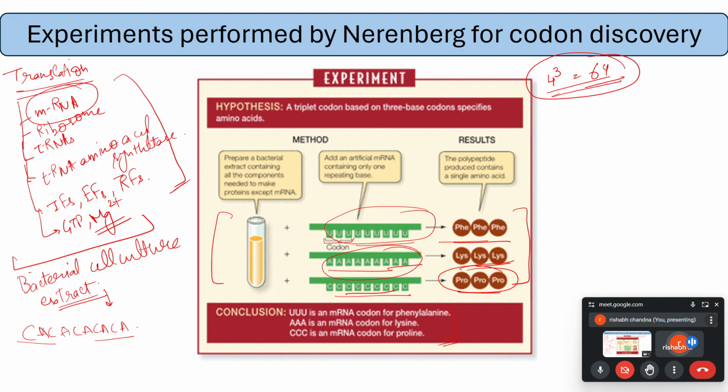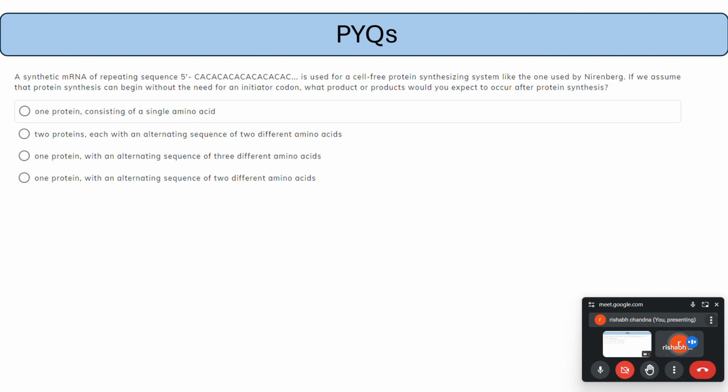So why did I discuss this now? Because of the next question. The next question states: a synthetic mRNA of repeating sequence 5 prime CACACA, till the end, is used in a cell-free protein synthesizing system like the one used by Nirenberg. Just now we explained how it was done. If we assume that protein synthesis can begin without the need of an initiator codon, what products would you expect after protein synthesis?